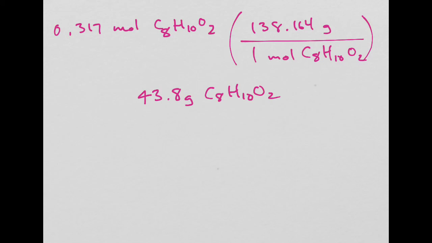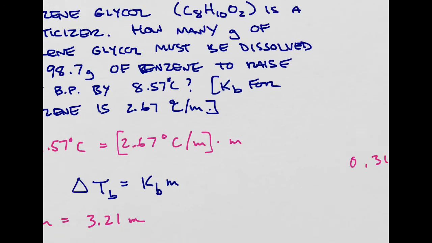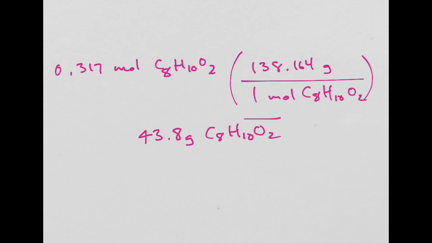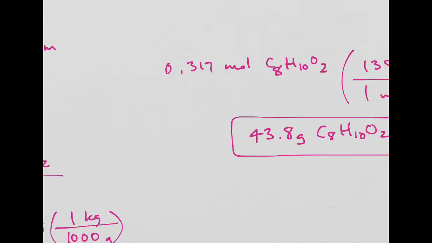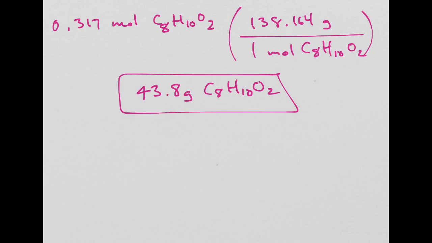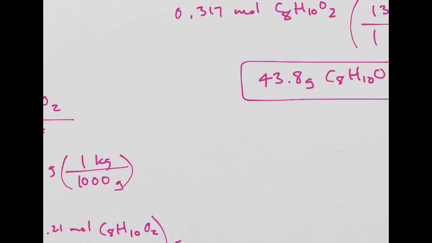Now don't forget, let's go back to our original problem here. It asked how many grams of the styrene glycol must I dissolve in 98.7 grams of benzene to raise the boiling point by 8.57 degrees C. Well, that's exactly the answer that I have right here. I put that into my 98.7 grams of benzene, and when I try to boil the benzene, it won't boil until I get 8.57 degrees above benzene's normal boiling point. All right, so there you go.